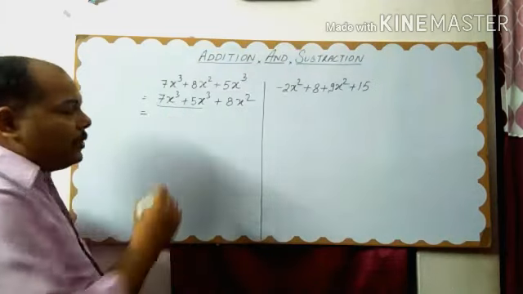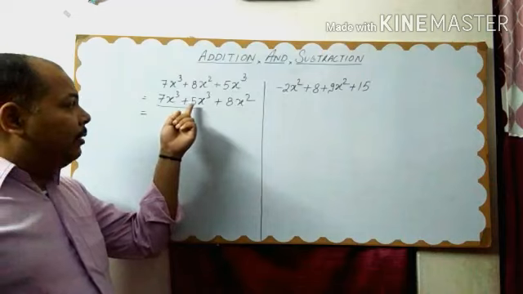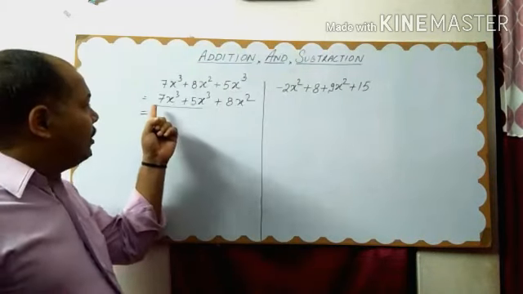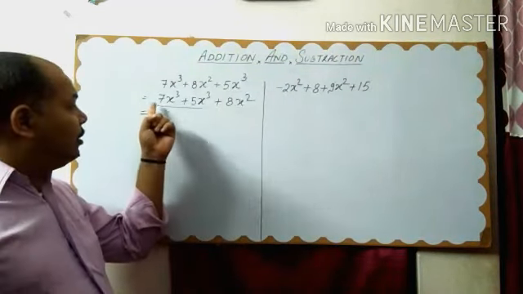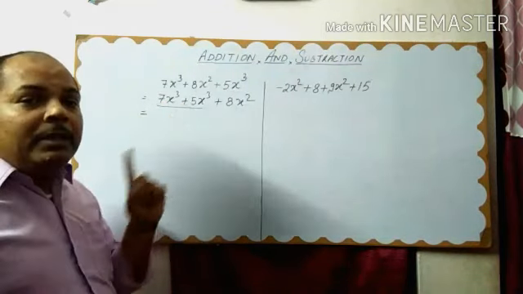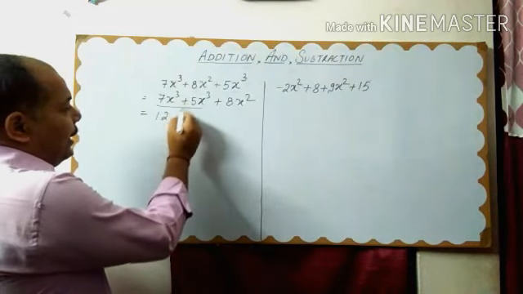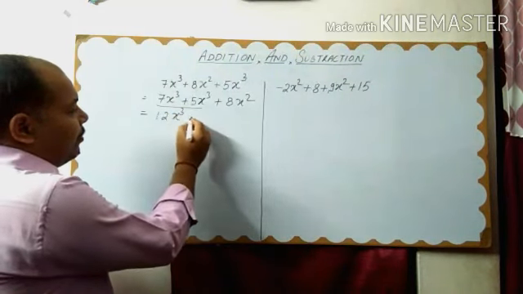So 7 plus 5. Remember, whenever we add or subtract, always we will add or subtract only the numerical coefficient. Only the numerical coefficient. So 7 plus 5 is 12, and x cube should be the same.